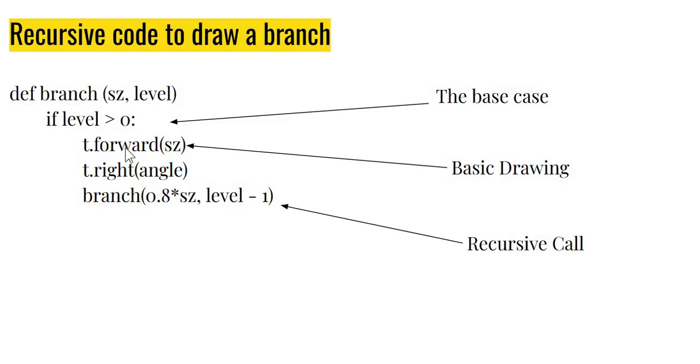So if level is more than 0, I move my turtle forward, because remember, the basic drawing task is just to draw a line. I turn my turtle right by a certain angle. The angle has to be defined elsewhere, or it could also have been given as an argument here. Then I call the same function once again. This time round, I reduce the size, say 0.8 times size, and I also reduce the level. This is important because if I started with a level of 3, that will become 2, 1, 0, and at that point, the recursion would stop. So to make sure that this whole thing stops, we have the base case and the recursive call.